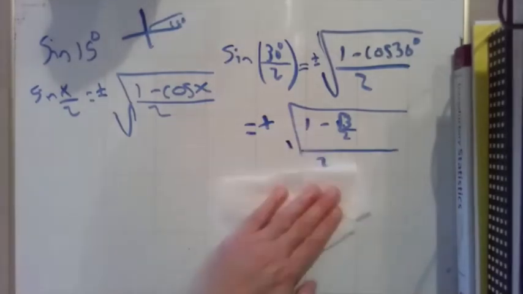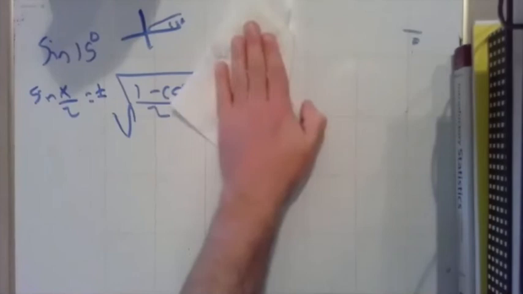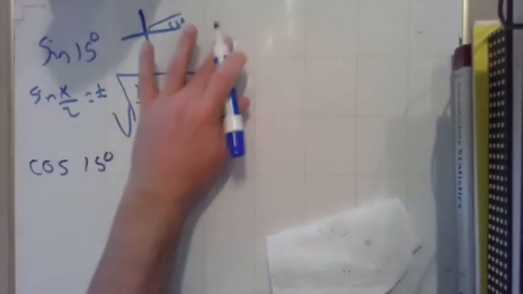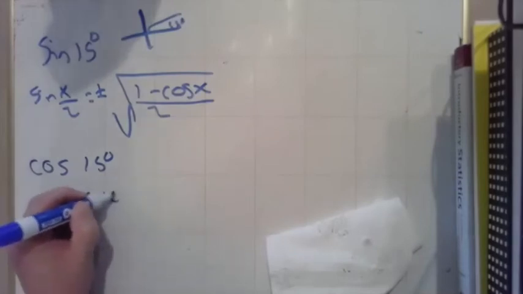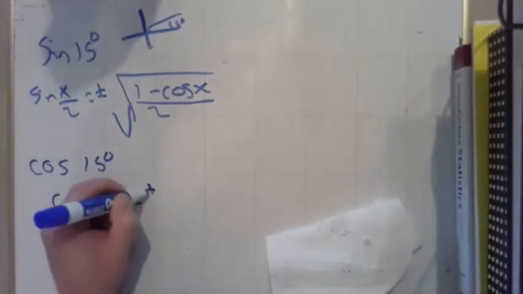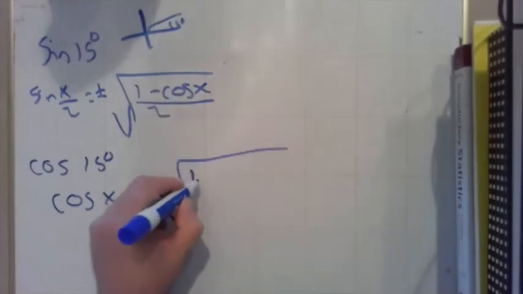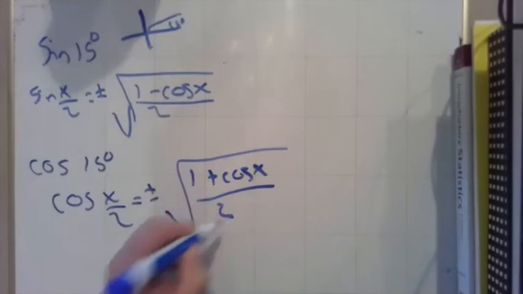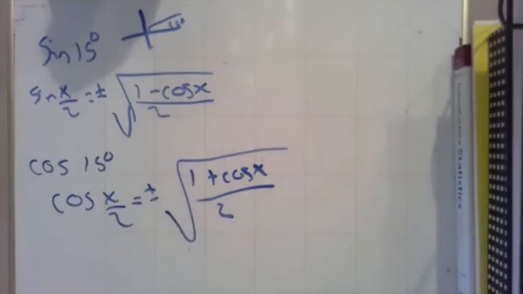Okay. We could do a similar one, cosine of 15 degrees. The formula for cosine looks a lot like sine, it's just got a plus in it. Cosine of x over 2 is plus or minus the square root of 1 plus cosine of x over 2. When you get to calculus 2, you will actually need to know these formulas. Out of all the formulas we're doing, these double angle and half angle formulas are really the only ones that ever come up again.